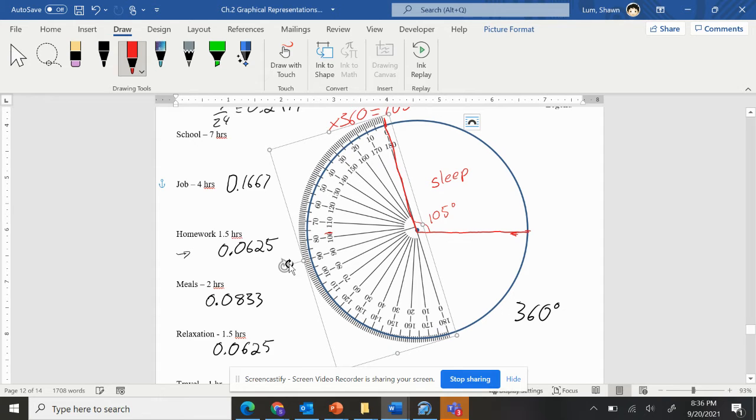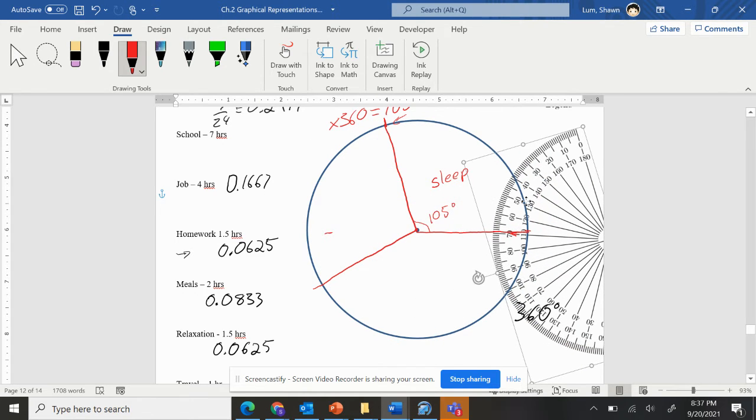So right there. So again, that 0 is lined up right along this line right here. And so then I mark off where my 105 degrees are. So again, I'm using the outside numbers. So I look at the outside numbers and I find where 105 degrees is. And it's right there. So I draw my line as straight as I can, and then move my protractor out of the way. And then I will write down school and 105 degrees.